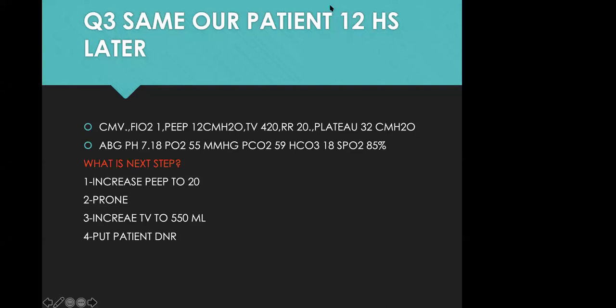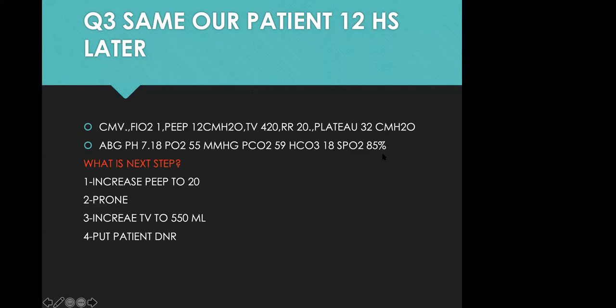So here is another question. This is the same patient. He is on controlled mechanical ventilation, with FiO2 of 100%, PEEP of 12, and tidal volume of 420, respiratory rate of 20, and plateau pressure of 32. The ABG shows pH 7.1, PO2 is low, and PCO2 is high, bicarb is 18, saturation is 85.